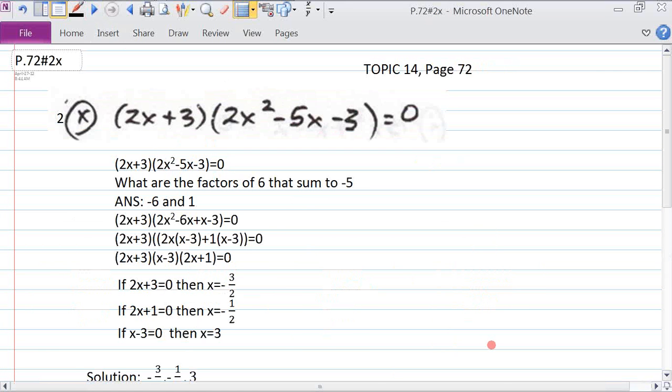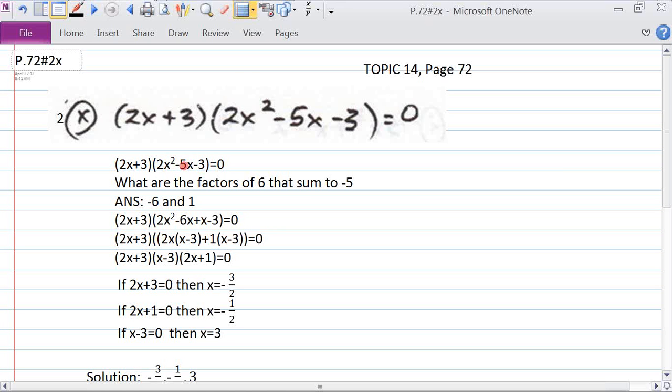And this is 2x. Here we have 2x squared minus 5x minus 3 equals 0. We're going to work on this particular part first, because this needs to be factored. So we multiply 3 times 2, we get 6. And what are the factors of 6 that sum to minus 5? The answer is minus 6 and 1. So I'm going to break this down and do factor by grouping.